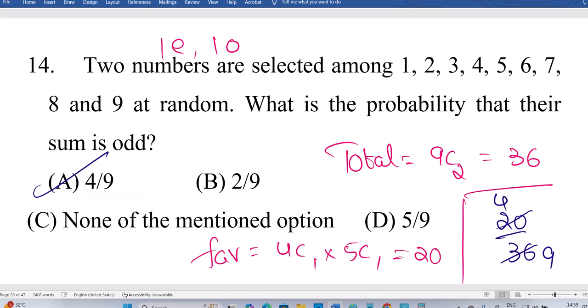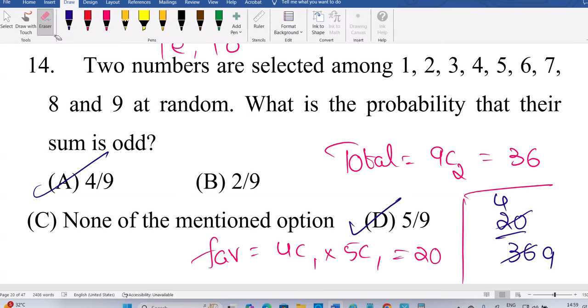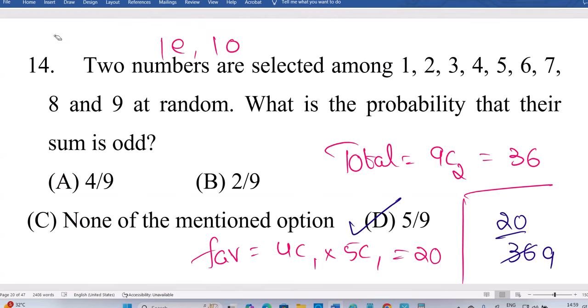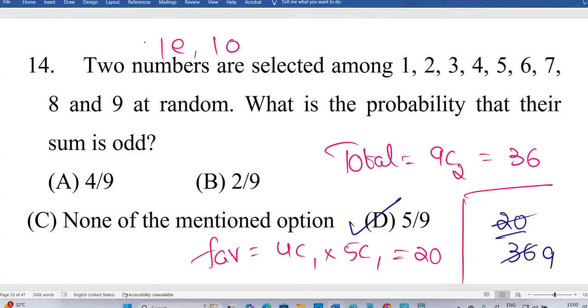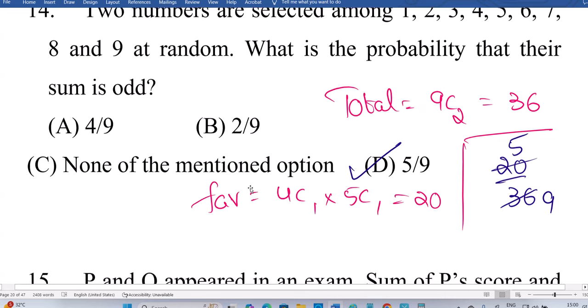One moment. Yes, 4C2 and 5C2 will be there. So this is 5 by 9. Okay, I did this wrong. Agreed. That one is 4 by 9, yeah, here I made a calculation mistake. There it is correct. This is 5 by 9. Where you got 4C2 plus 5C2, which is 16 divided by 36, again I'm writing wrong. 5 by 9. Good. 5 by 9 is correct. Agreed. Let's see the next one.